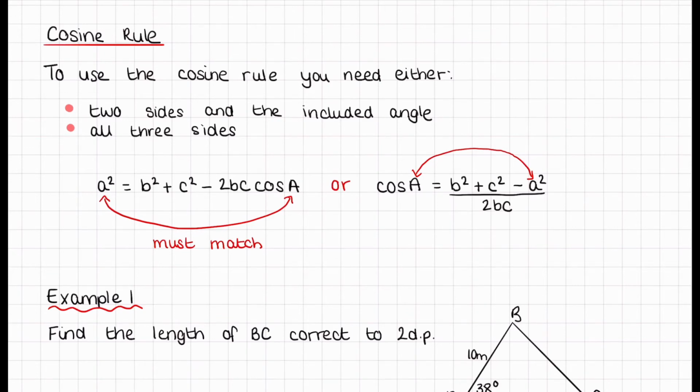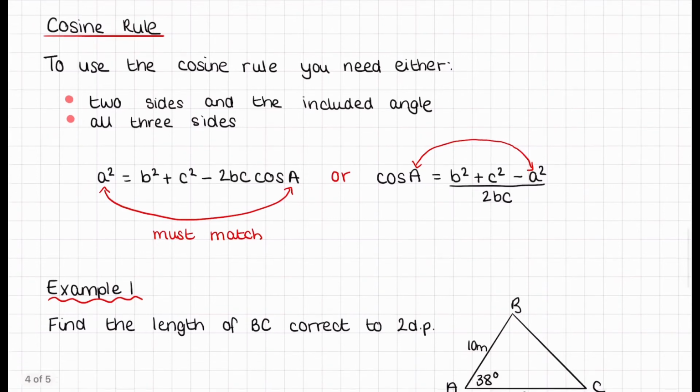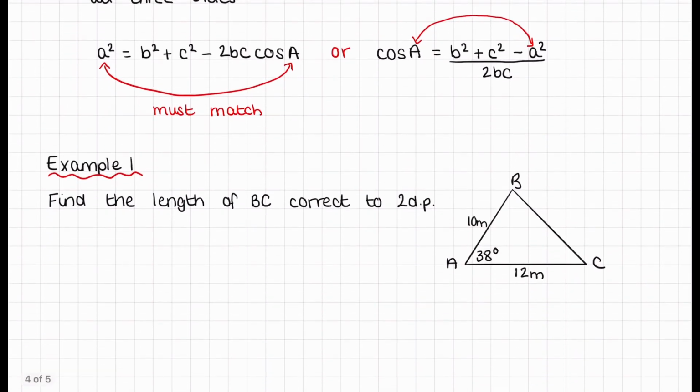Now, the main thing here is obviously you're going to have different letters at different times that you're trying to find. So as long as the a squared and the cos A, those two letters are the same because they're the opposite side and angle, then the ones in the middle should all be good. All right, so I always just check those ones first. Let's have a look at examples. So find the length of BC correct to two decimal places.